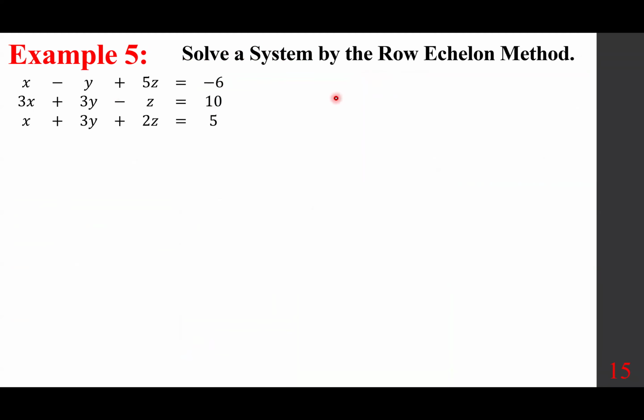So we want to solve a system by row echelon form. So we are going to write the augmented matrix. And to write the augmented matrix, the first column would be 1, 3, 1. Second column would be -1, 3, 3. The third column would be 5, -1, 2. If anything is missing, it is 0, okay? And the last one, the constant, would be -6, 10, 5. And we have a line in between that acts like an equality.